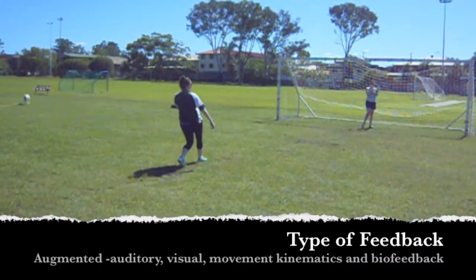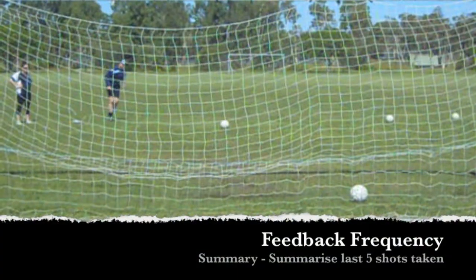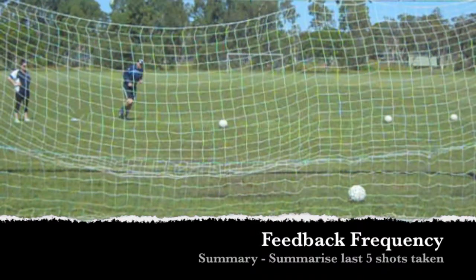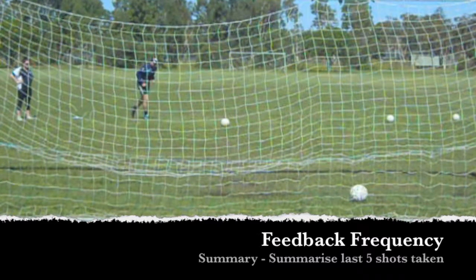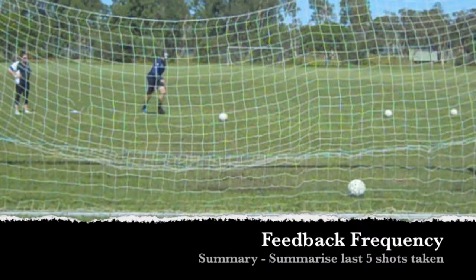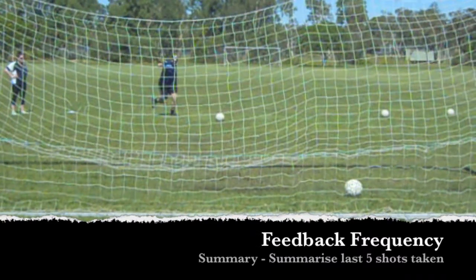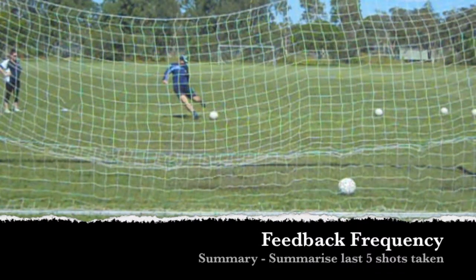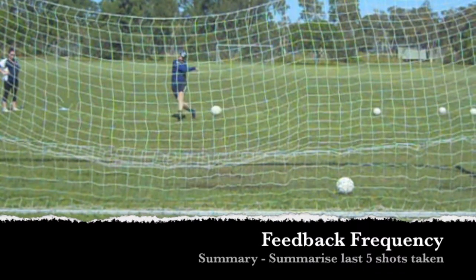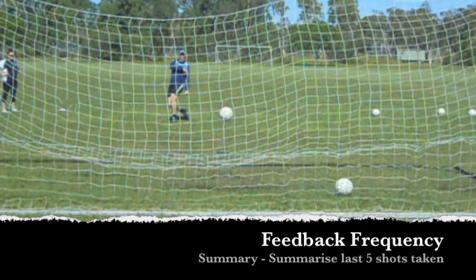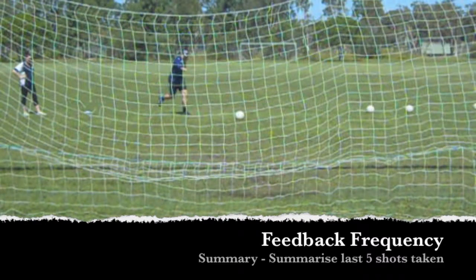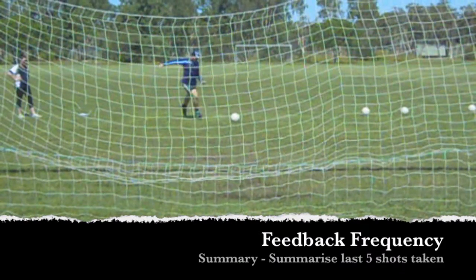Frequency of feedback is the main difference between dependency and skill success. Summary, average, bandwidth, and self-selected are all types of feedback frequency. For the soccer penalty kick, summary feedback is used as it is given after a series of trials to provide the learner with information about the attempts. Summary feedback also reduces the dependency producing effects.